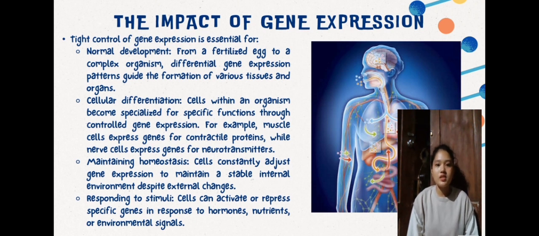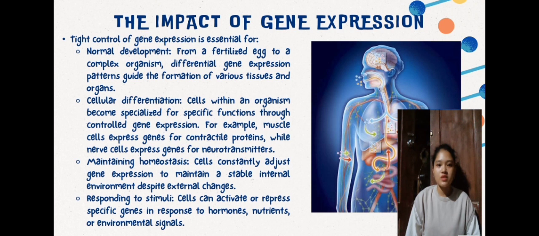Within organisms, controlled gene expression allows cells to become specialists. Muscle cells, for instance, express genes encoding contractile proteins that enable contraction, while nerve cells express genes for neurotransmitters that facilitate communication between cells.